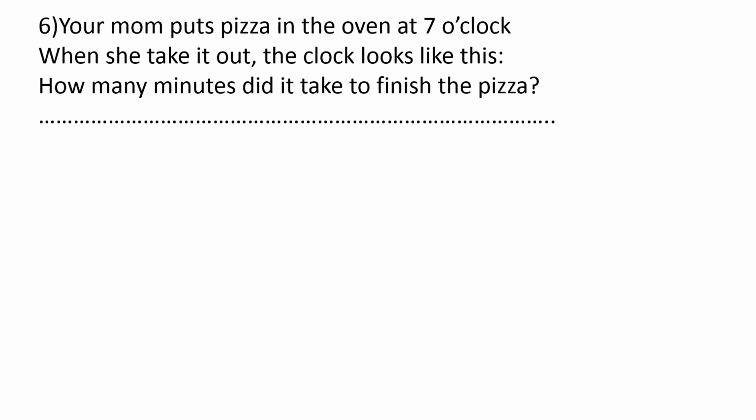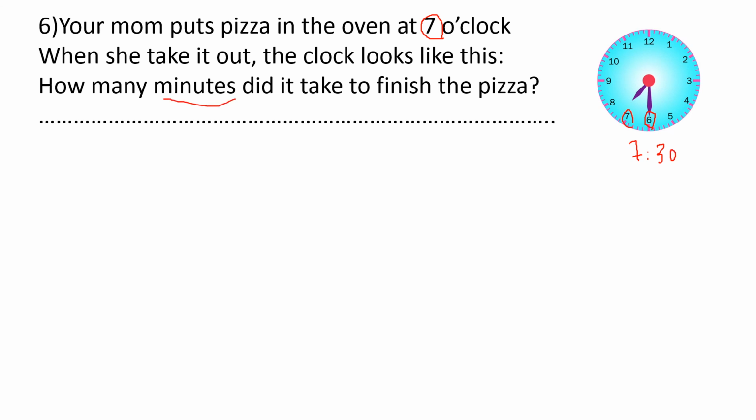Here your mom puts pizza in the oven at 7 o'clock. When she takes it out, the clock looks like this. So the time now, the short hand at 7, so it's 7, and the long hand at 6. When it's at 6, it's 30 minutes. So how many minutes did it take to finish the pizza? So we start at 7 o'clock and it's finished at 7:30. So how many minutes did we take? 30 minutes.